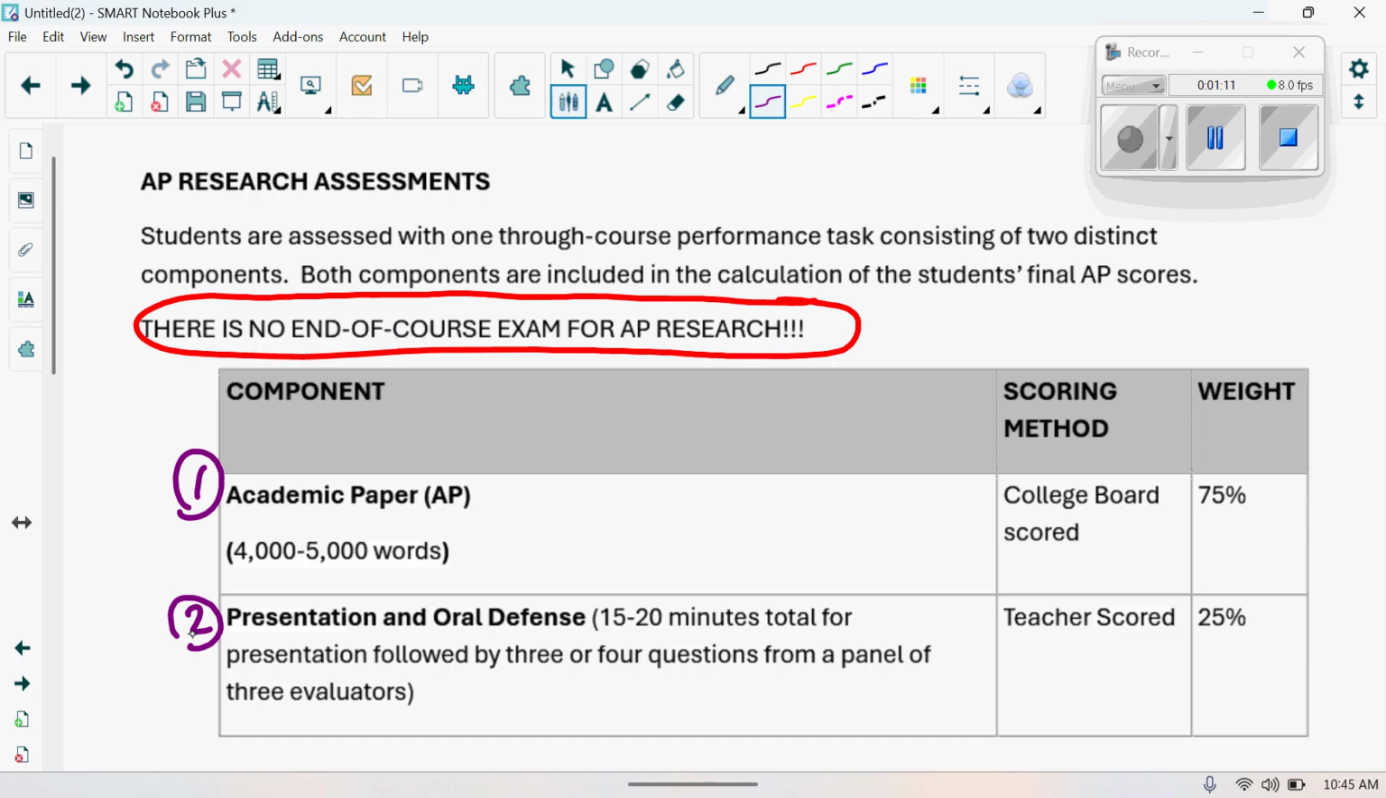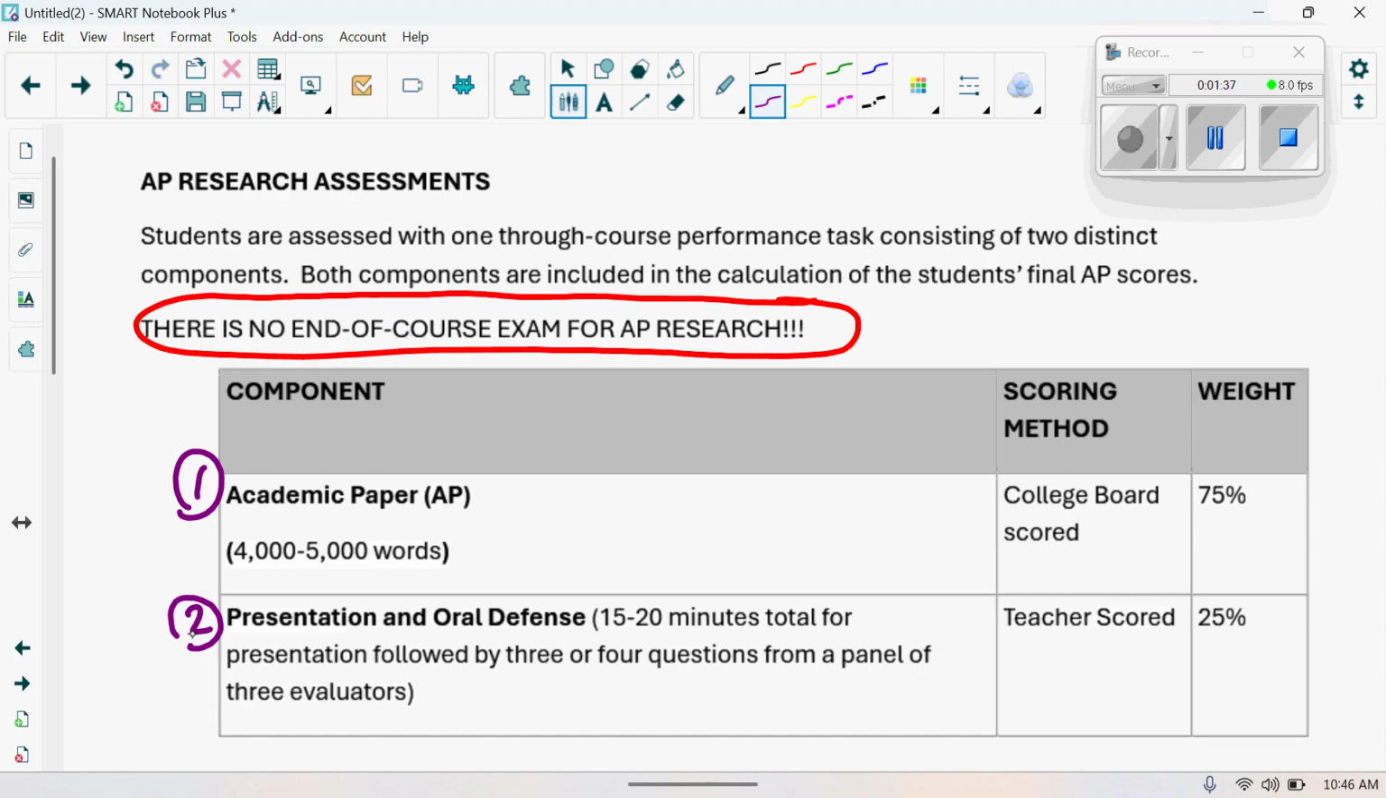The academic paper is going to be approximately 4,000 to 5,000 words. And although it seems very daunting, you're going to create your own study this year. And the study that you create, it's really going to be easy to write this much about the study you create. You're going to become the expert on what you create. So I don't want you to get intimidated by this paper right now.